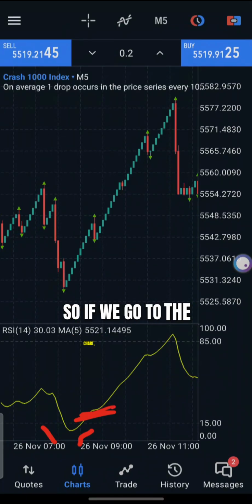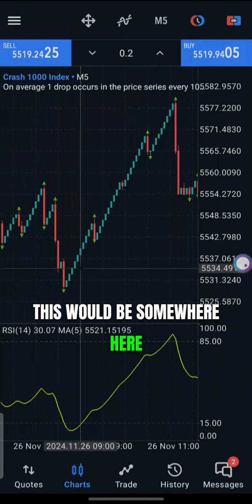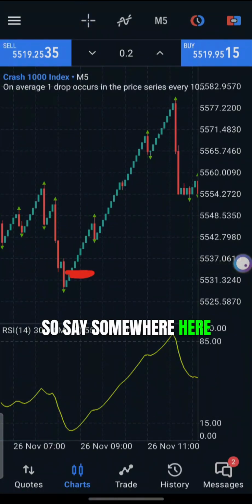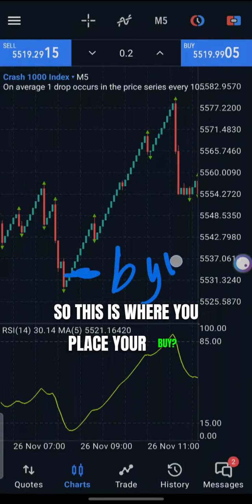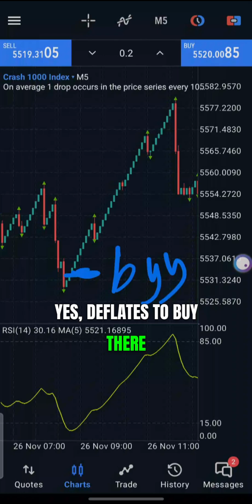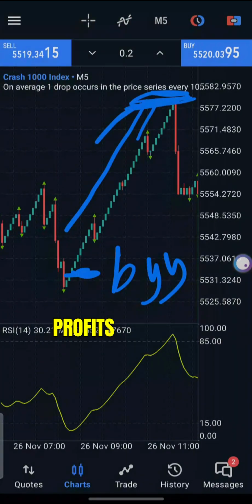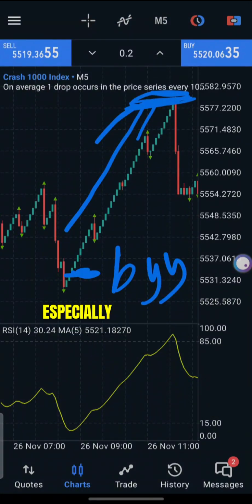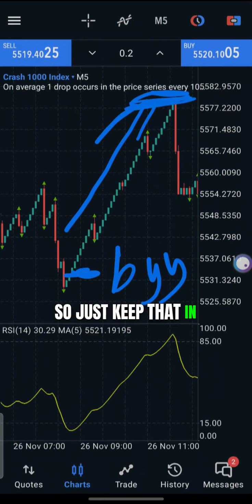So if we go to the chart at this level, this would be somewhere here. So this is where you place your buy. And as you can see, price went all the way up and hit our take profit right there. So just imagine how much money you'd have made, especially with the minimum lot size if you're still a beginner. So just keep that in mind.